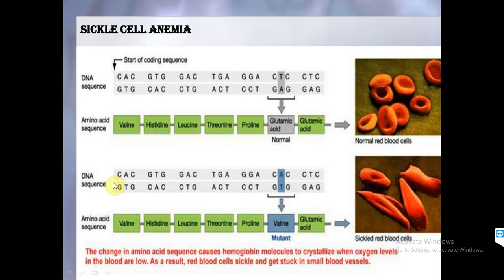Now what happens when there is sickle cell anemia? The DNA sequence is this, but what is the change? This A changes to T, that is adenine is changed to thymine, and that's a change, one gene is changed. So now this codon will produce another protein, that is valine, and it is mutant. Glutamic acid should be produced, but what is being produced? Valine. So because valine is being produced, this changes the shape of the RBCs to the sickle shape.